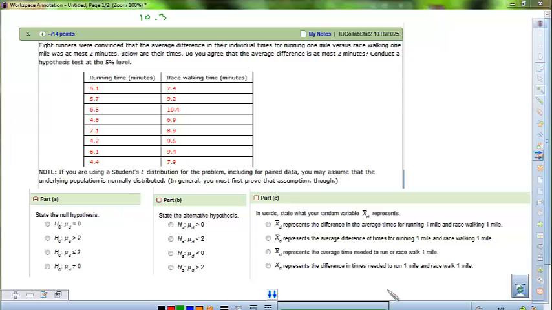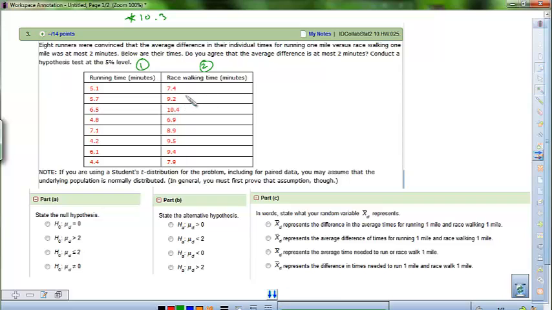Alright, this is problem number 3 from homework set 10.3. It says 8 runners were convinced that the average difference of their individual times for running a mile versus race walking 1 mile is at most 2 minutes. Below are the times. Do you agree that the average difference is at most 2 minutes? Conduct a hypothesis test. So we have, let's call this population 1 and population 2.